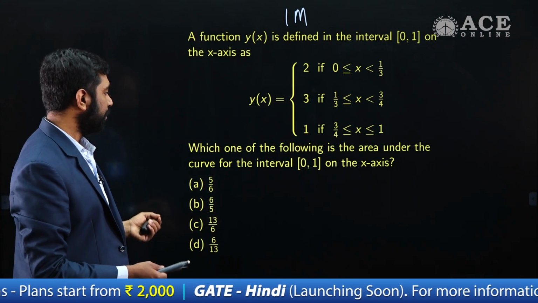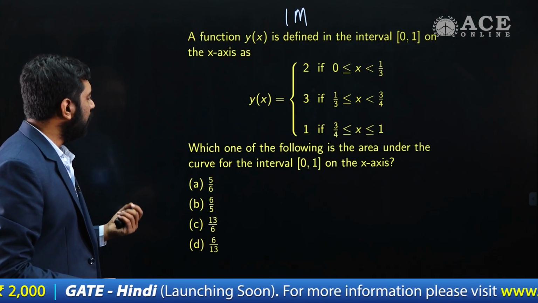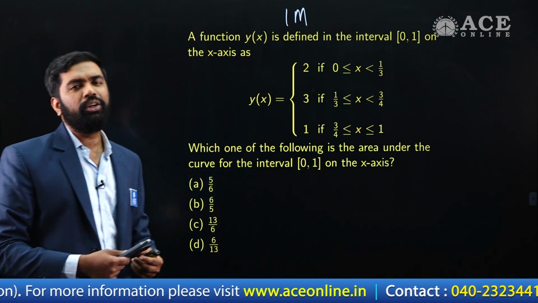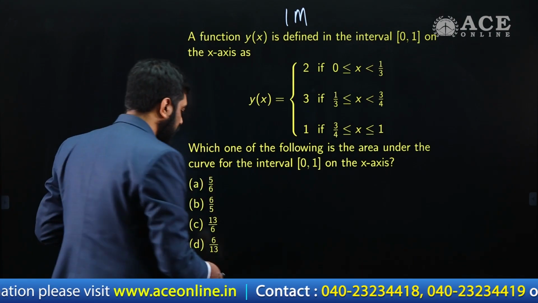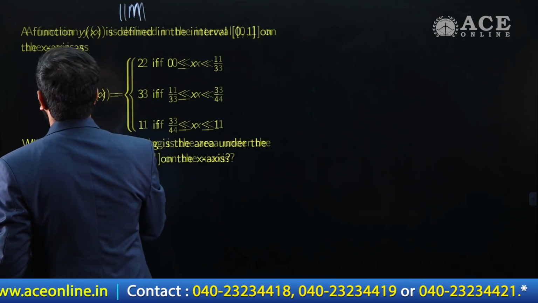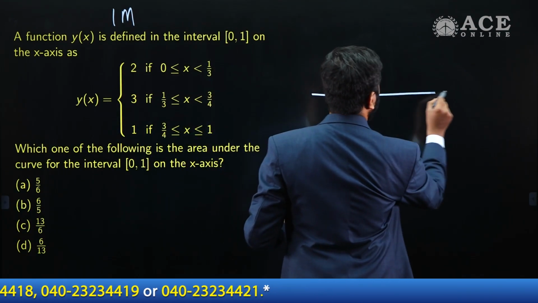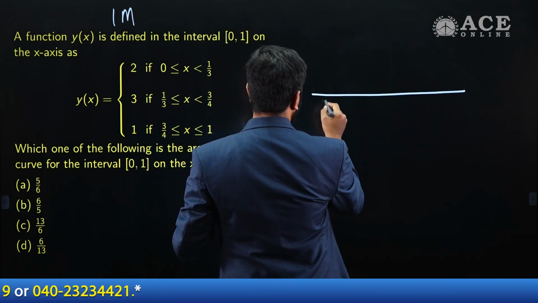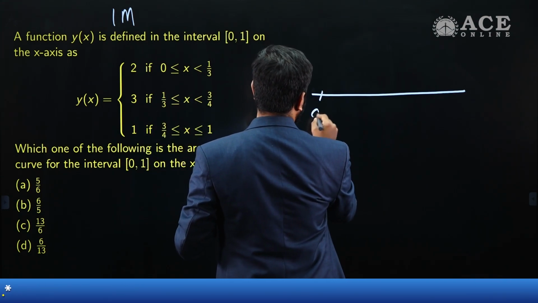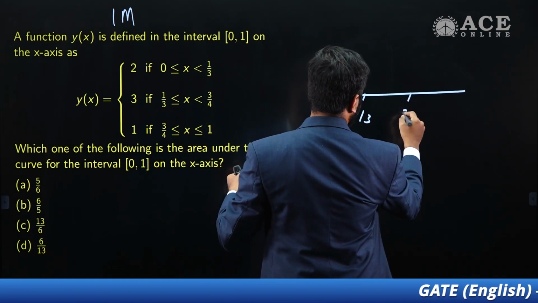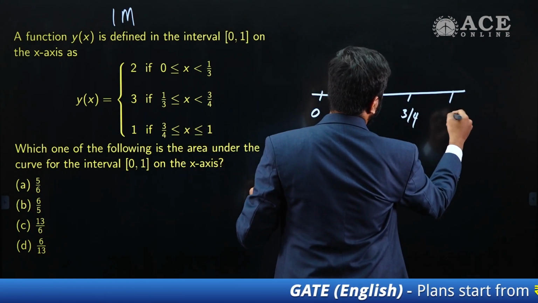What are they asking? Which one of the following is the area under the curve for the interval 0 to 1 on the x-axis? They are asking what is the area under y of x. Now for that, you can first draw y of x. So it's defined like this. Let me mark this point 0, this is 1 by 3, this is 3 by 4, and then let's say this is 1.